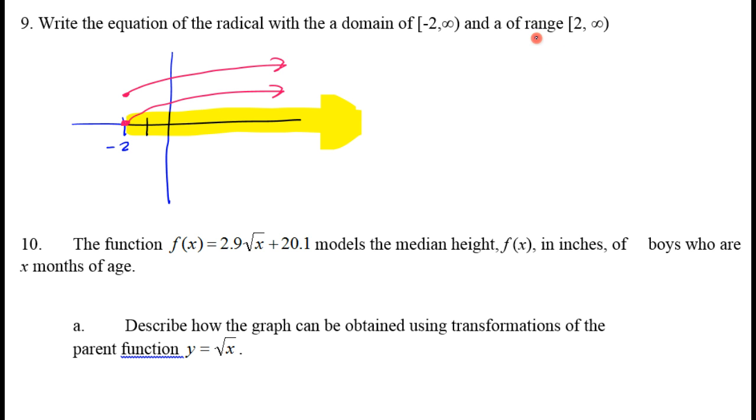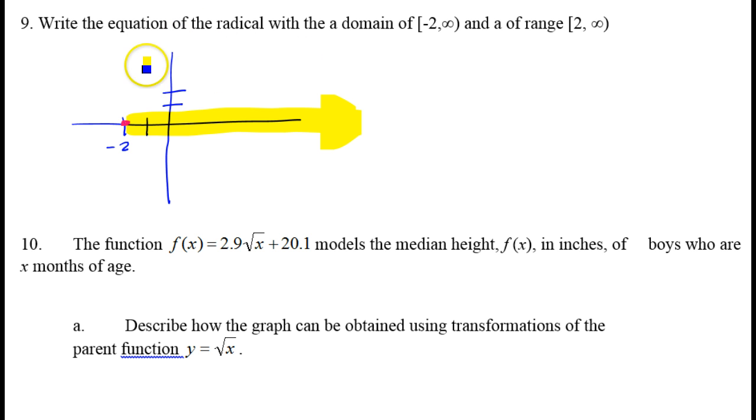Now let's talk about the range. The range is from 2 to infinity. So what is that going to look like? Let me try to sort of start over here. So I know it's got to go from -2 to the right. But now the range, it has to start at +2. So here's 1, 2. So it has to start here and go up. So the range has to start here and go up.